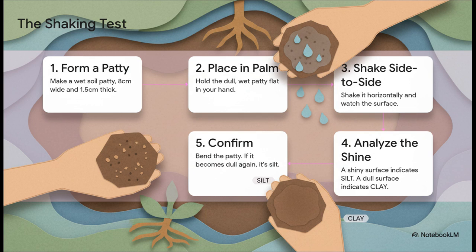You make a wet little patty of soil and put it in your palm. Now, you shake it side to side, and watch closely, because here's the magic trick. If the surface starts to glisten and get shiny, that's silt. The shaking is pushing water to the surface. If it just stays dull, you are holding clay. You can even confirm by squeezing it. The shiny silt will turn dull again, but the clay will just hold its firm shape. Such a simple, brilliant little test.